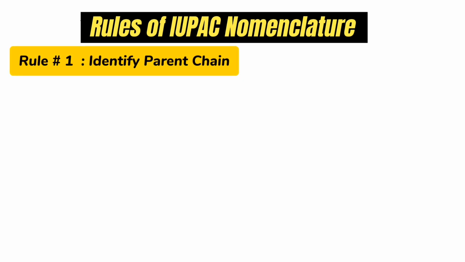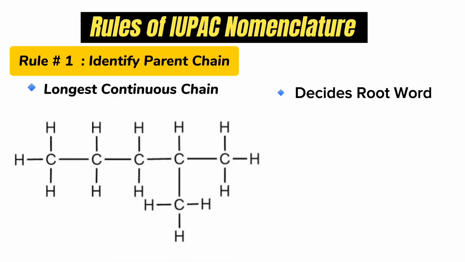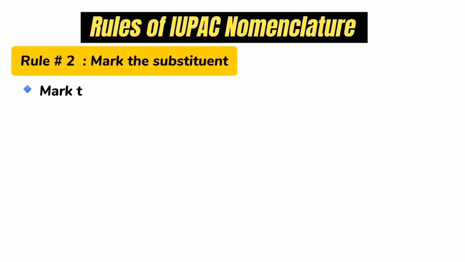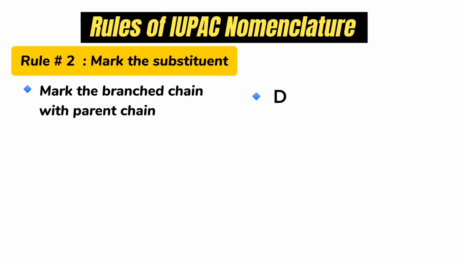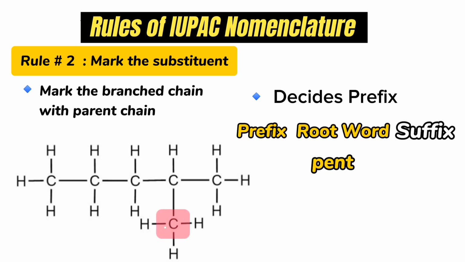Rule number 1. Identify the longest possible continuous chain of carbon atoms as the parent chain. This parent chain describes the root word. For example, in this compound, the parent chain has 5 carbon atoms, so the root word is pent. Rule number 2. Mark the branched chain or substituent attached to the parent chain. This describes the prefix, which comes before the root word. For example, in this compound, the substituent is CH3. This is a one-carbon alkyl, so the prefix methyl is used before the root word pent.